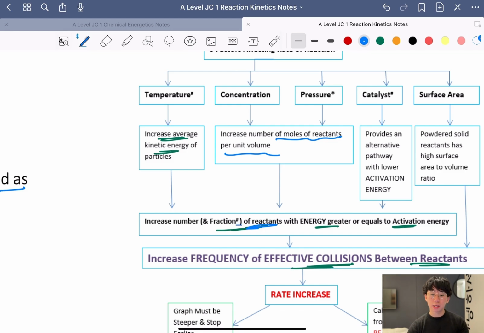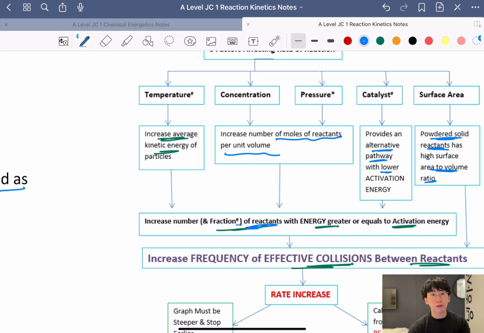Now how about catalysts? Catalysts provide an alternative pathway with lower activation energy. And because of that, when you lower activation energy, the fraction of your particles with energy greater than activation energy will increase, and therefore lead to more effective collisions. Lastly is surface area. Surface area is when you have powdered solid reactants compared to blocks of solid reactants, and these have a high surface area to volume ratio. And because of that, you definitely increase the rate of collisions and therefore the rate of effective collisions.